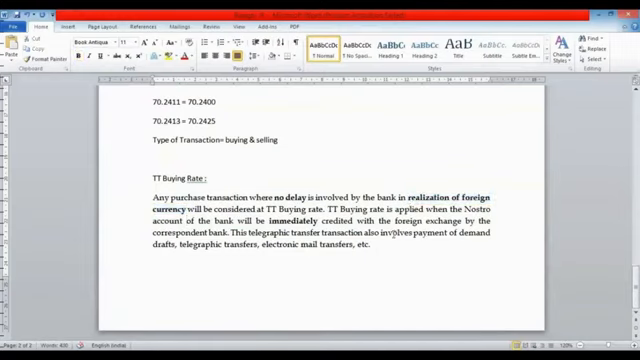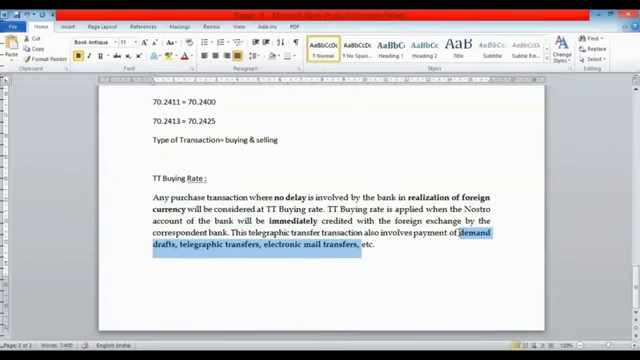And again, this telegraphic transfer involves the payment of demand draft, telegraphic transfer, electronic mail transfer. These are a few examples. This means all such transactions where there will be no delay will come under telegraphic transfer.